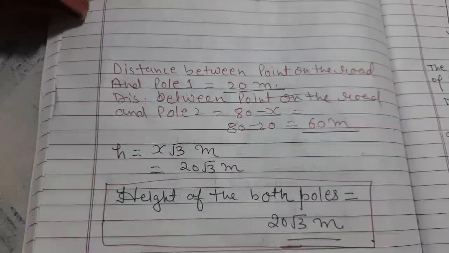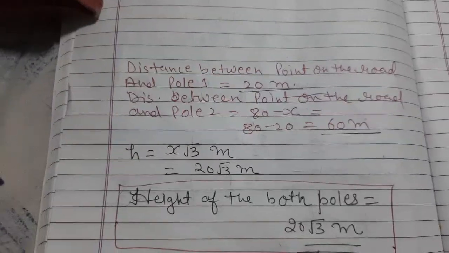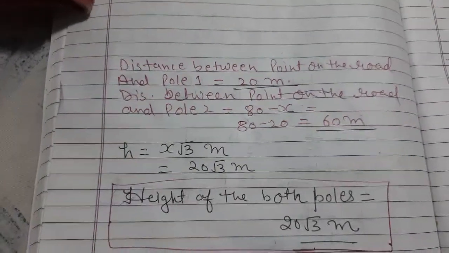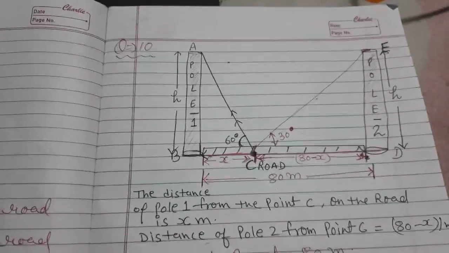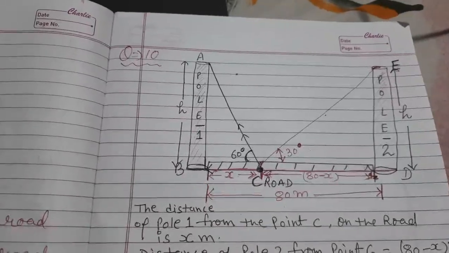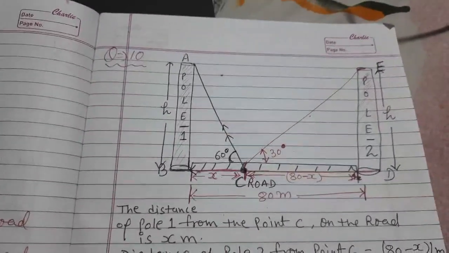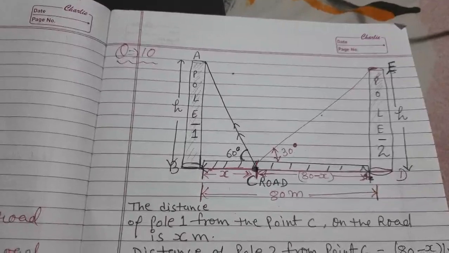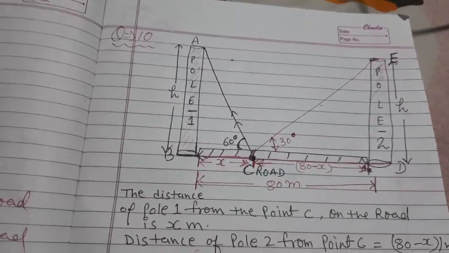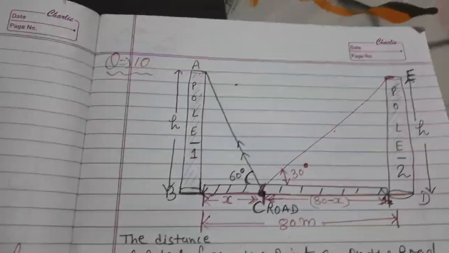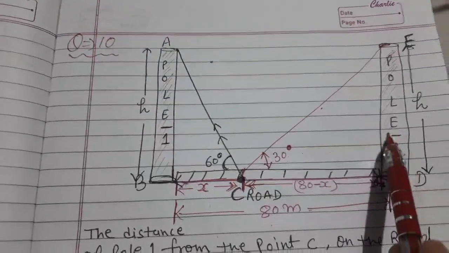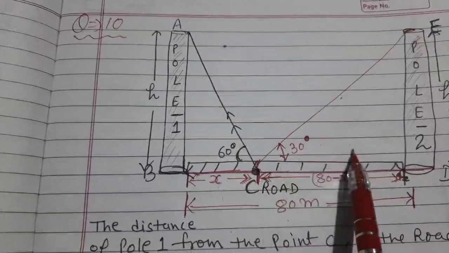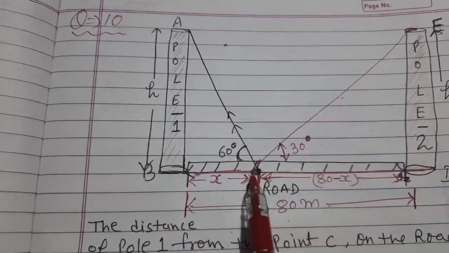It is a good question. Some basic points which we used here: which angle will be 60 degree and which angle will be 30 degree. As I always told you, if the object is near, the angle of elevation will be larger. If the point from where we are making the angle of elevation and the object are far apart, see children, as the distance between the object and the point increases, the angle of elevation will decrease.